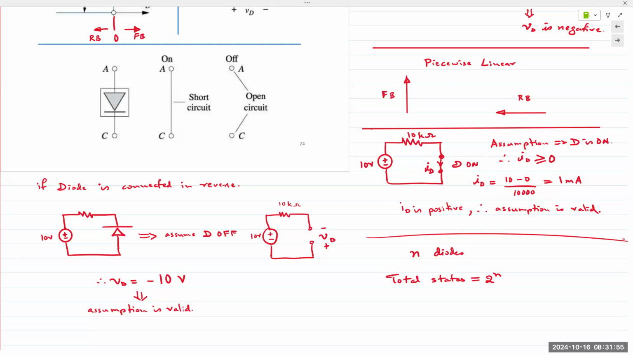Yeah, and it is possible in real life to do that, because if you wish to increase the current carrying capacity of the circuit, we would connect multiple diodes in parallel. If you wish to increase the inverse voltage capacity of a circuit, we would connect diodes in series. So it is a real life possibility where you have multiple diodes in parallel and multiple diodes in series.